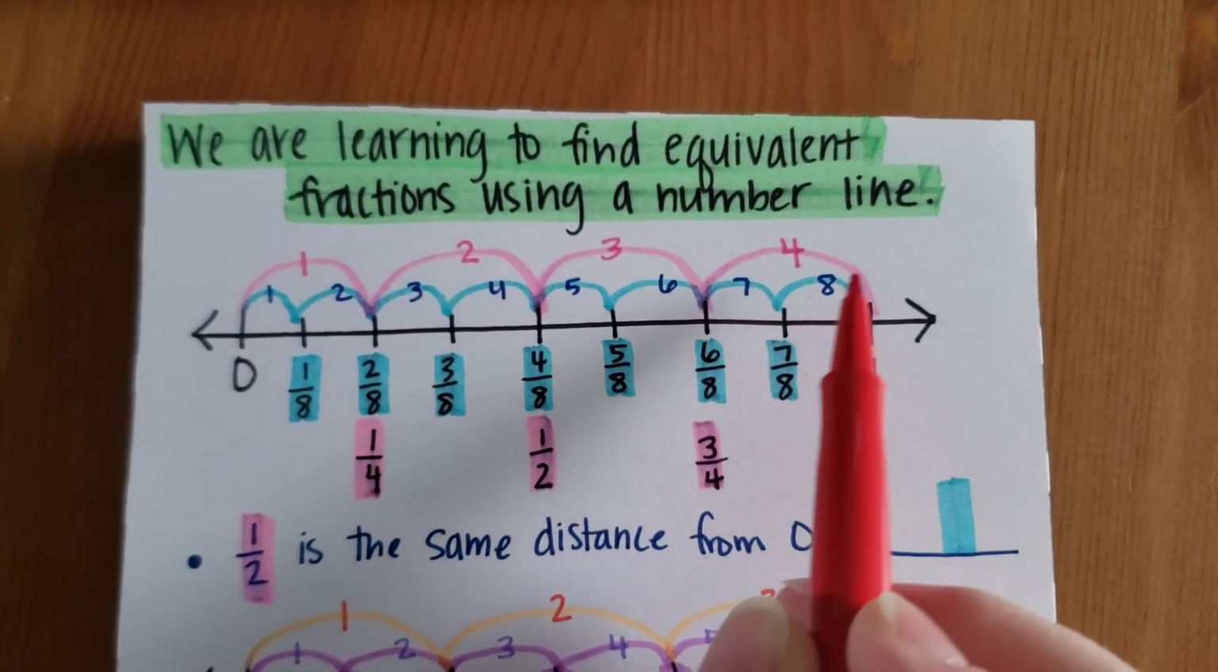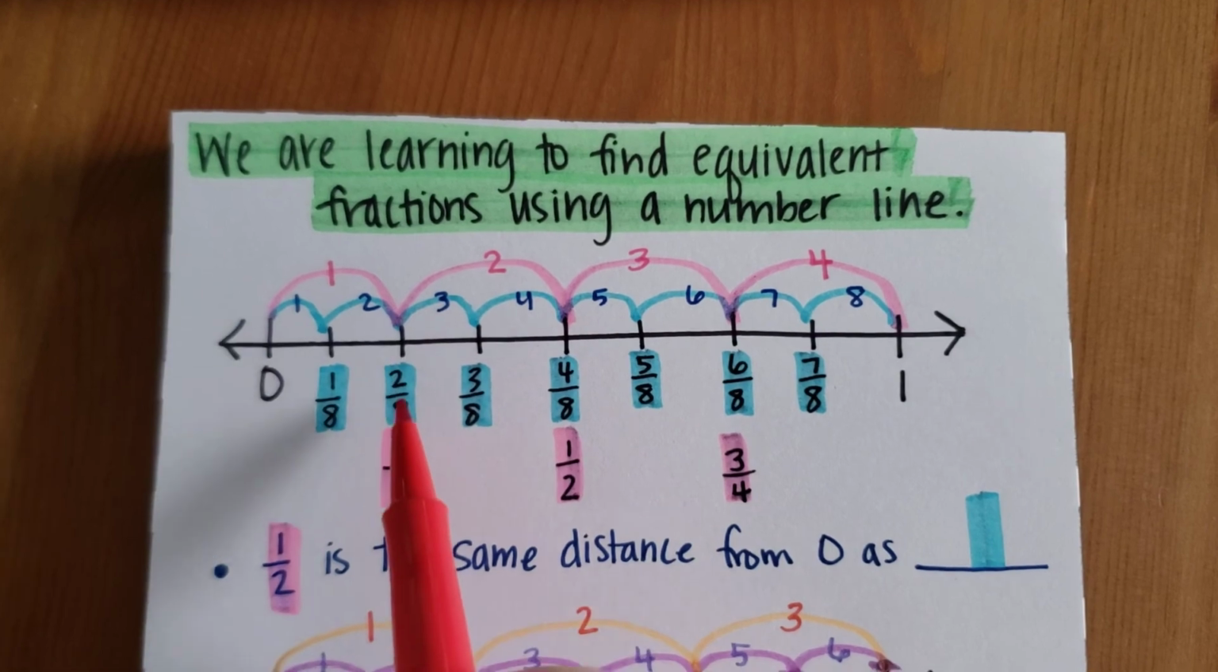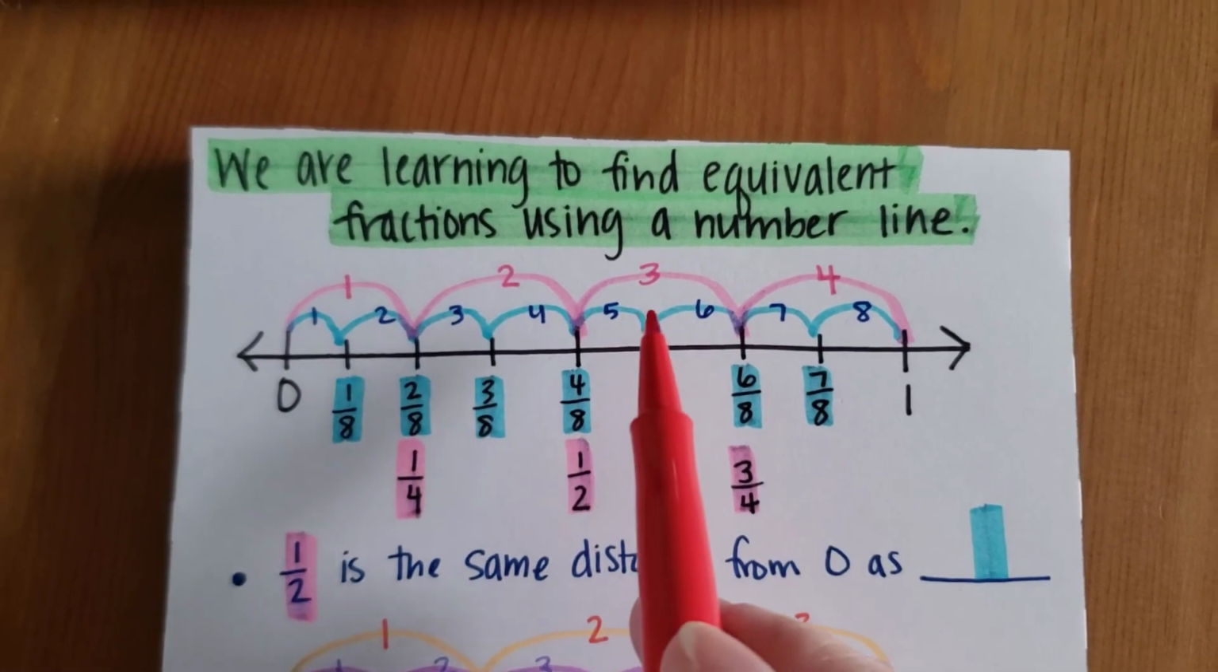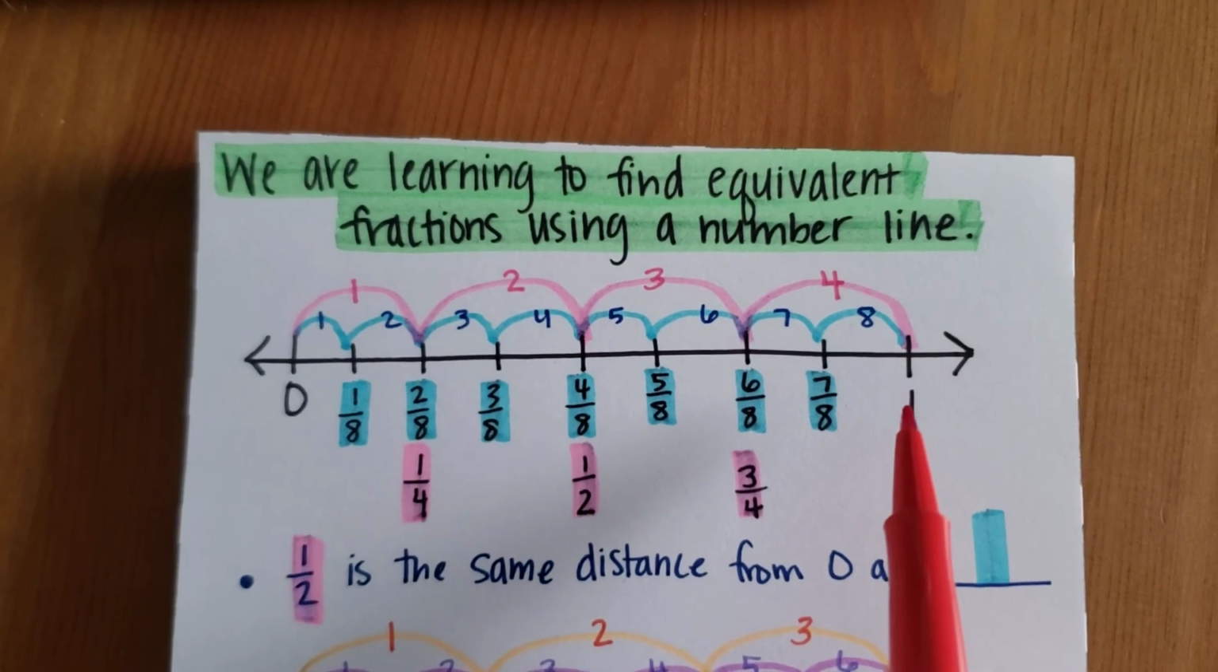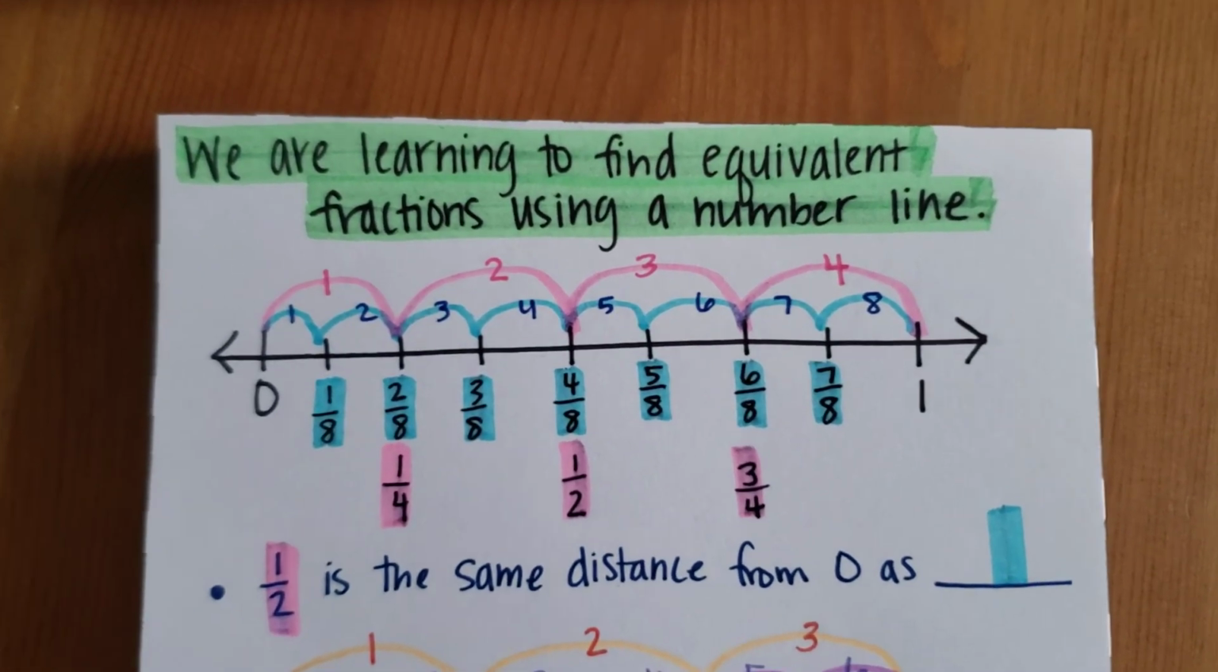So if I do this, there's 8 sections, and so then it's going to go 1/8, 2/8, 3/8, 4/8, 5/8, 6/8, 7/8, and then 8/8, which is equal to 1. So that's how we did that.